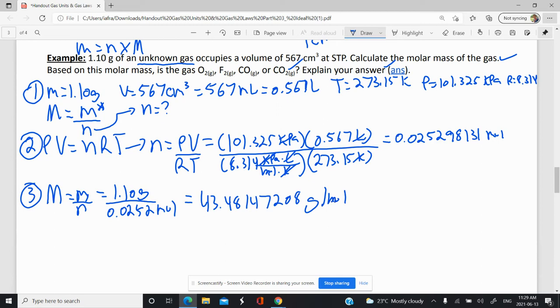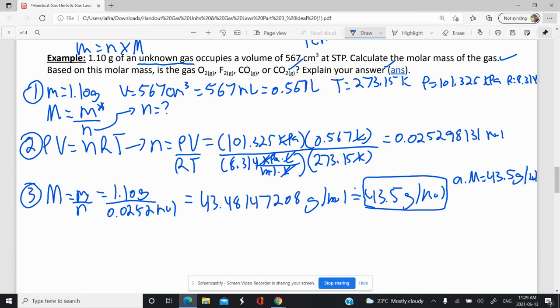And so we can also put this to the appropriate number of sig figs. It looks like 3 sig figs is what I want. So it's approximately 43.5 grams per mole. Now, in this question, this is our first part. We found the molar mass. So I'm just going to call this A. Molar mass is equal to 43.5 grams per mole.